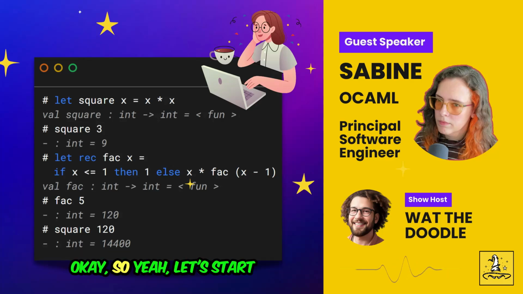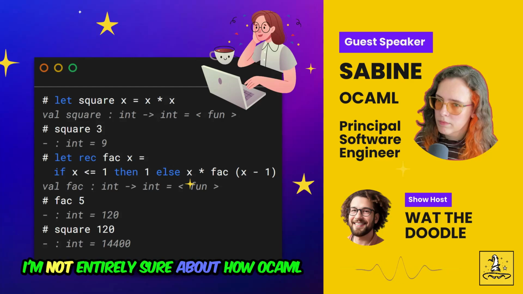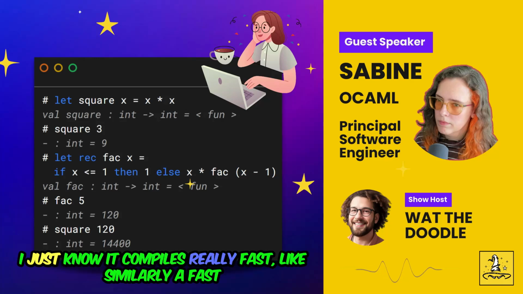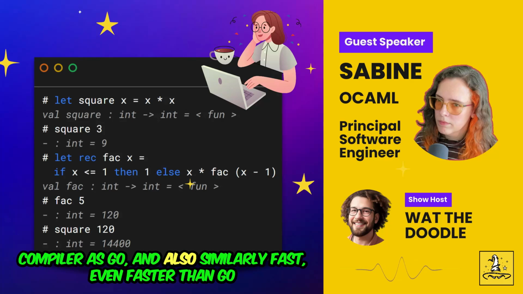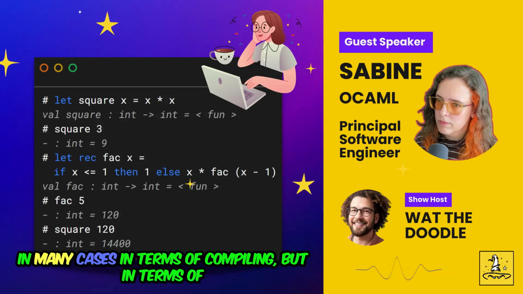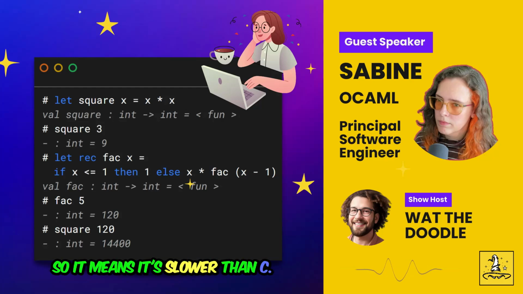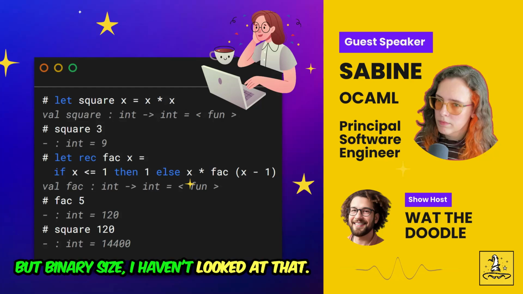Okay, so let's start with the binary size comparison. I'm not entirely sure how OCaml fares in terms of binary size. I have not checked that. I just know it compiles really fast, a fast compiler similar to Go, and in many cases even faster than Go in terms of compiling. In terms of runtime speed, it's mostly on par with Go, so it's slower than C. But binary size, I haven't looked at that.